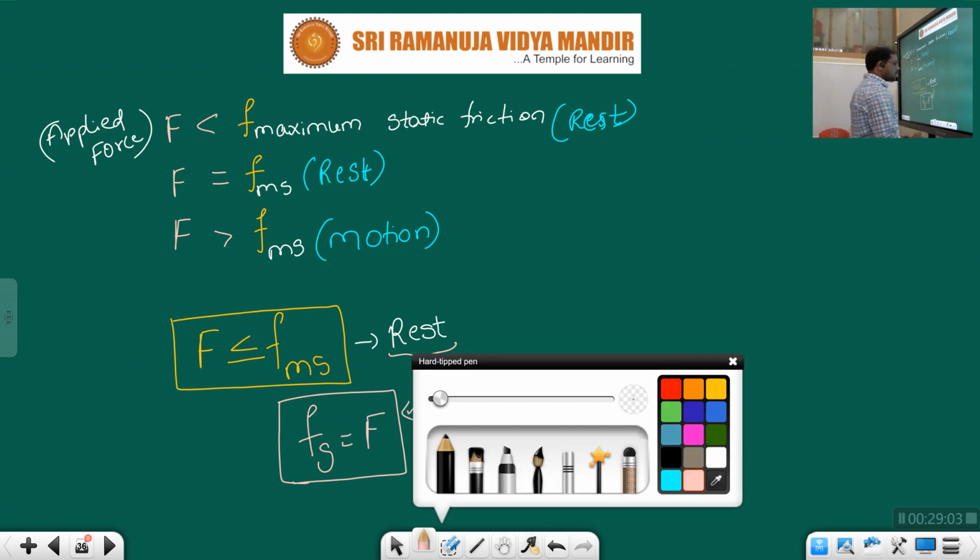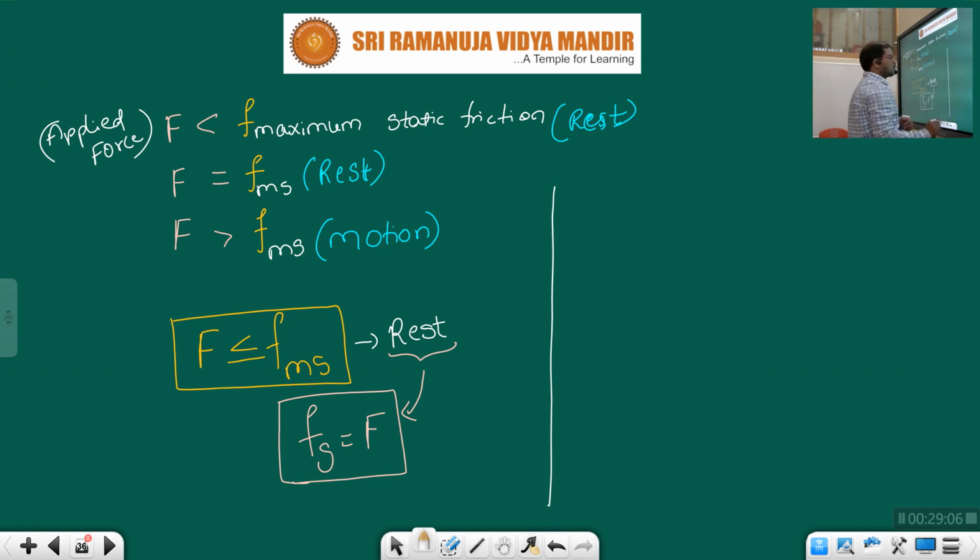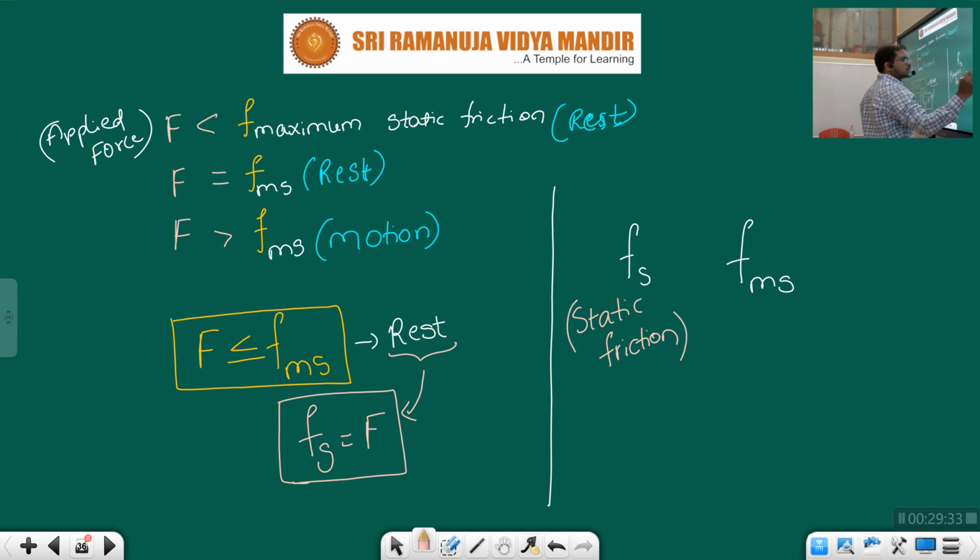Okay, see children, don't get confused here. Fs is there, FMS also there, children. Two things are there, Fs and FMS. Okay, what is Fs, children? Static friction, the force due to static friction. What is FMS, children? Maximum static friction.